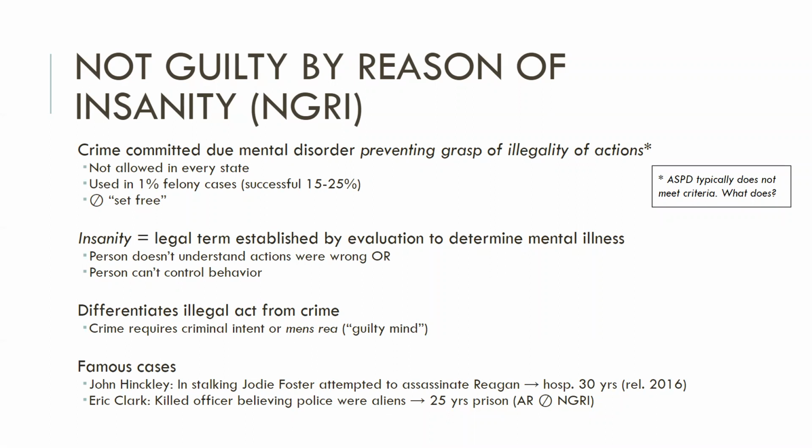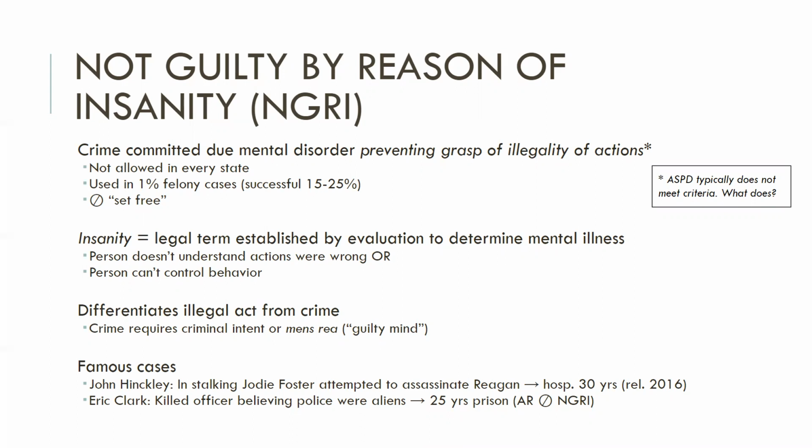NGRI is not allowed in every state, so this is not a federal plea, this is a state level plea. Ultimately, it's only used in about 1% of felony cases, so it's extremely rare. And someone is only found not guilty by reason of insanity in about 15 to 25% of those 1% of cases. So very rarely is it used, and even more rarely is it successful.